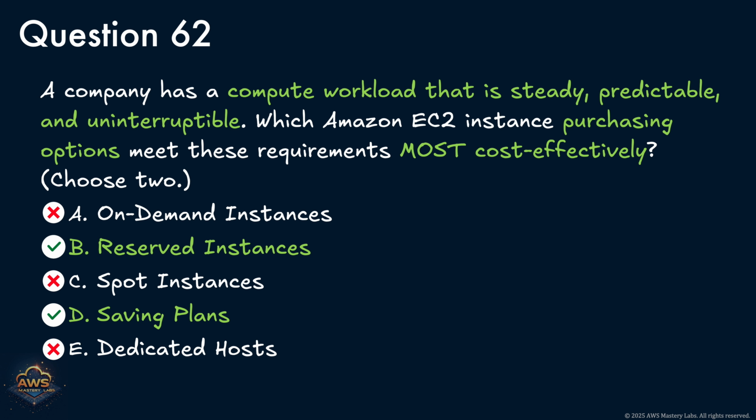Option D. Savings plans. Savings plans offer similar discounts to RIs, but are more flexible. Instead of tying to a specific instance type or region, compute savings plans apply across multiple instance families and even across Fargate and Lambda. You commit to a consistent usage level, and in return, AWS gives you substantial savings. They are ideal when the workload is steady and consistent over time. Correct, because savings plans provide long-term savings with more flexibility than RIs, perfect for predictable usage.